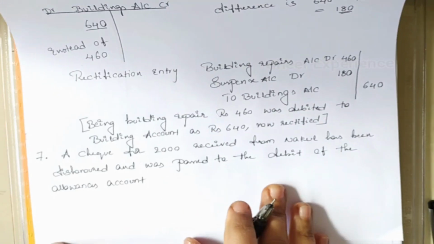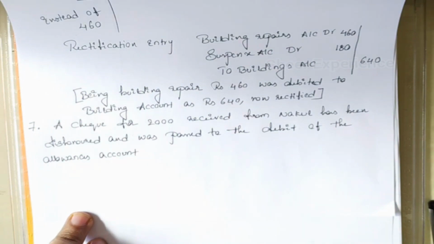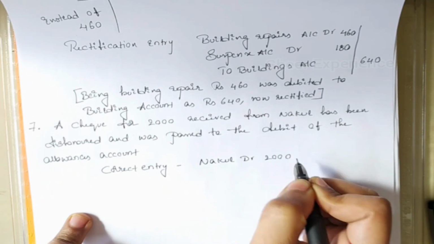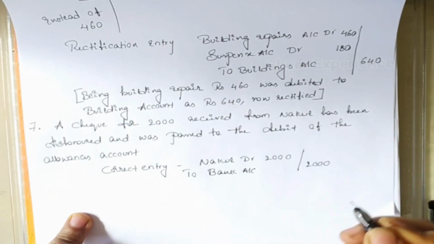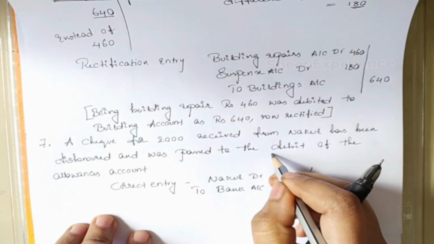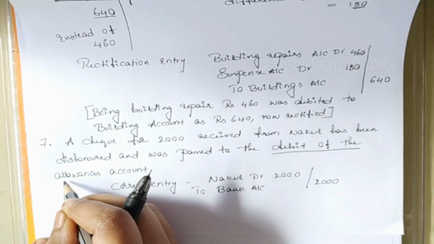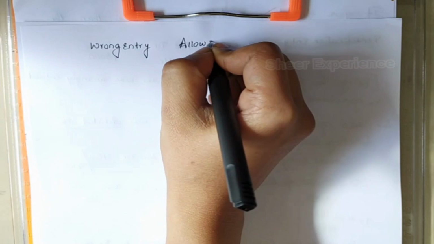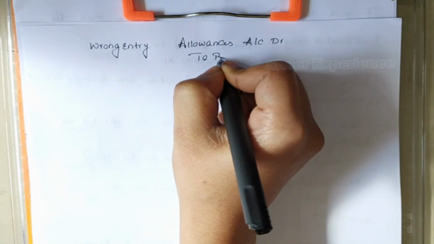The next error is a check for 2,000 received from Nakul has been dishonored and was passed to the debit of allowances account. When the check is dishonored, the entry is Nakul debtor to bank account. Amount is 2,000. In the error, it says it is passed to the debit of allowances account. So the wrong entry is allowances account debtor to bank account.